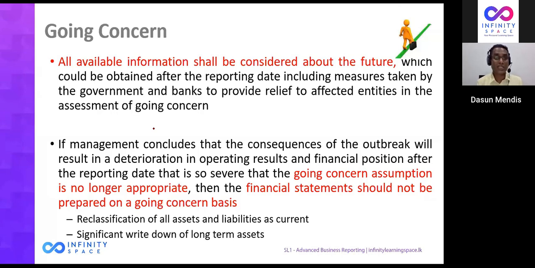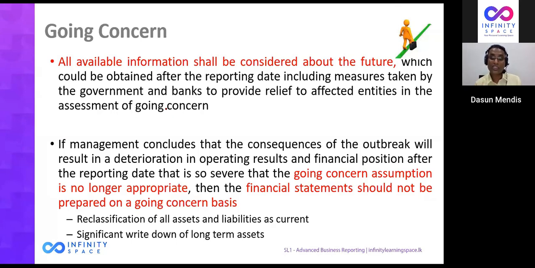You see, a lot of changes are to be taken place if the going concern assumption is invalidated because of the COVID-19 impact. All available information shall be considered about the future, which could be obtained after the reporting date, including the measures taken by the government and the banks to provide relief to the affected entities in the assessment of going concern. When you are assessing the going concern, look at the ability to continue because of the relief measures given by the government, given by the banks.